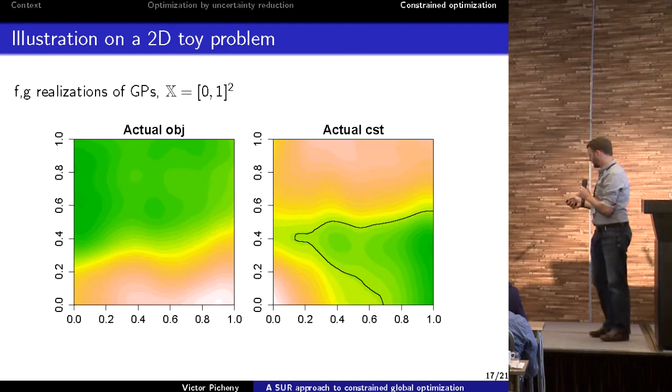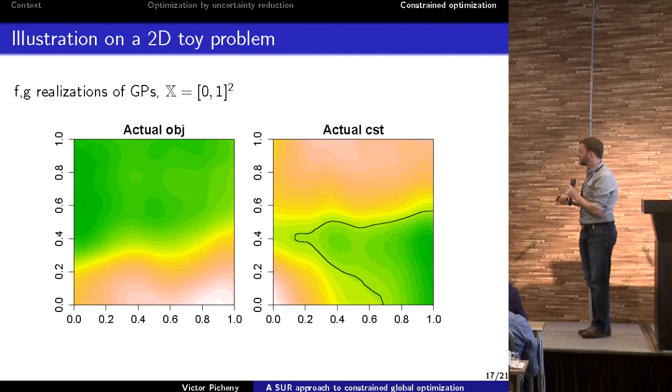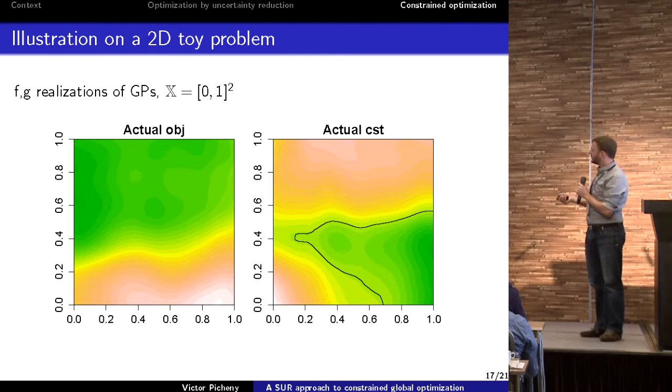So just an illustration on a toy problem to show you the kind of problems we can address with this. My actual objective function is on the left, and I want to minimize it, so I want to be in the darker green region. My constraint is very nonlinear on the right, and I chose the threshold to have a weird admissible domain, which is in green here.